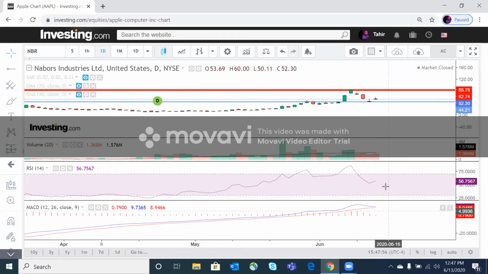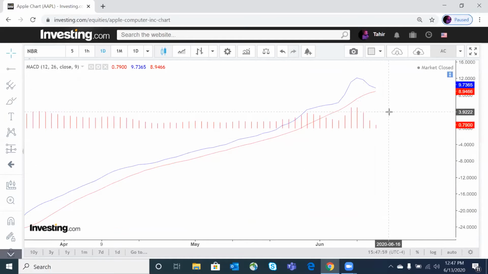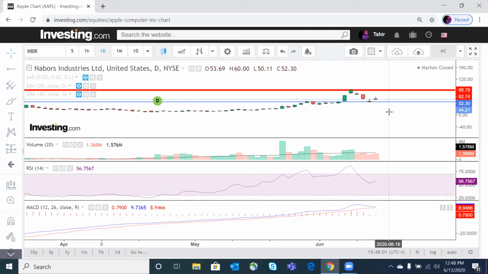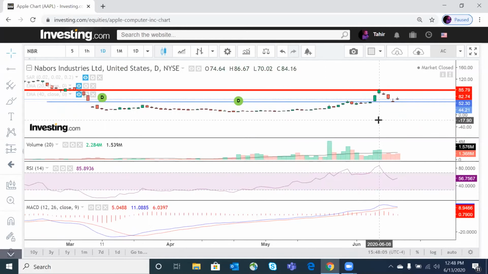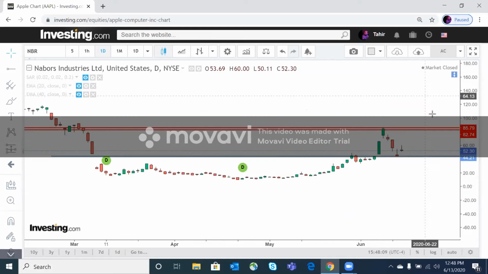RSI is saying yes. MACD is converging, which is not a good sign. So finally, you suggest I should sell it if it touches around 80, right? Just below 82, yes, you can say 80. And if you are in profit, you will sell it. Okay, makes sense. Thank you.